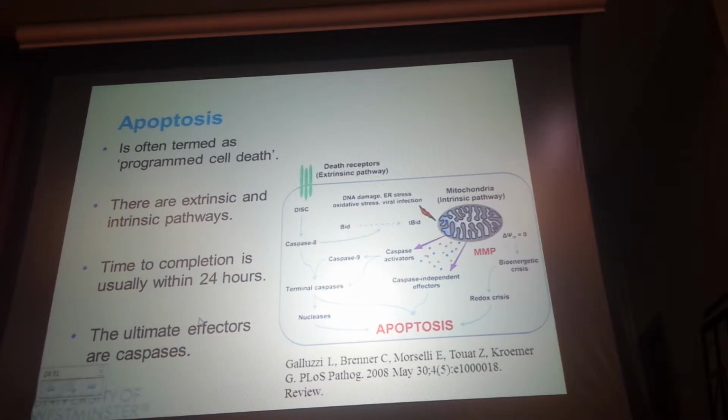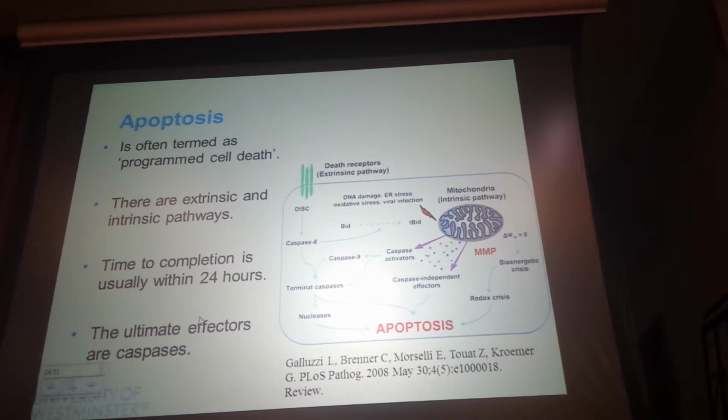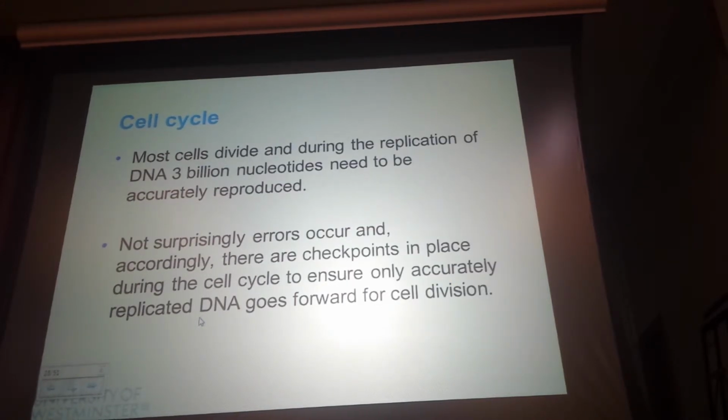But the take-home message here is that you can have mutation in either oncogene or tumor suppressor genes, which will have an impact on apoptosis. There's also another biological process important in cancer, which is cell cycle. So most of the cells, when they divide and during the replication, some errors occur. So then to repair these errors, you have checkpoints in the cell cycle, to ensure that the DNA that will be replicated will not have new mutations, and then the cells can divide.